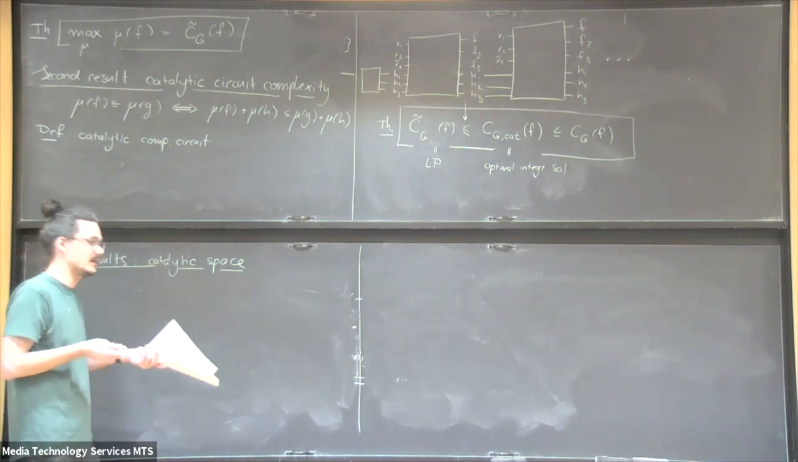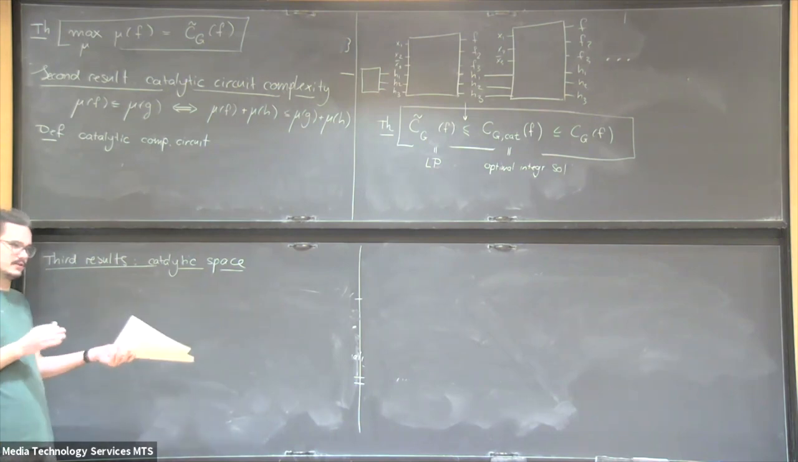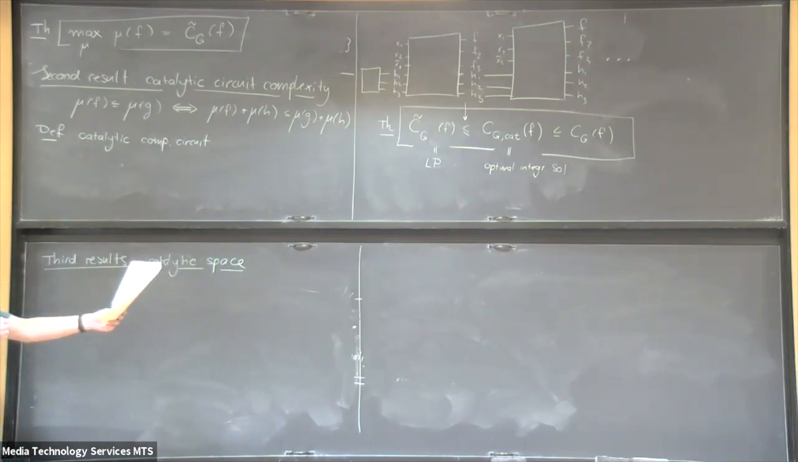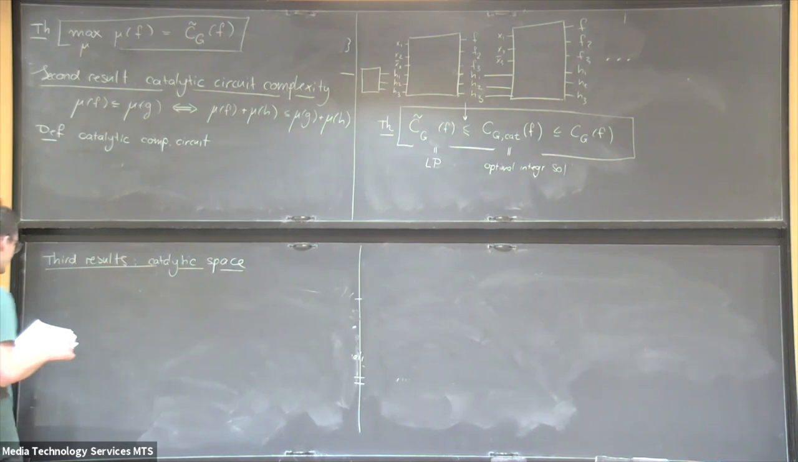But the caveat is that this catalytic tape already has some content written on it. You are allowed to do your computation using this catalytic tape, but at the end of the computation, you need to return the content of that tape back to its original state. And the computation has to work regardless of the content of that tape. That's exactly the point I want to make here.